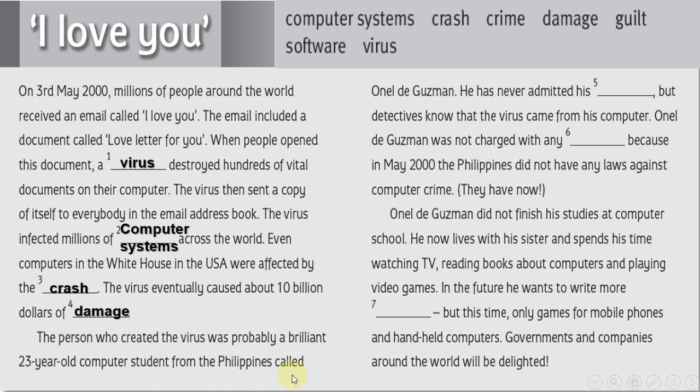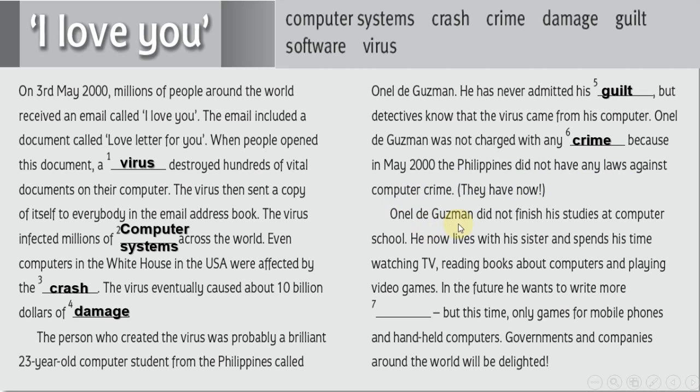يعني هو كان من الفلبين called O'Neill D. Guzman. He has never admitted his guilt. حكينا guilt معناها ذنب، لم يعترف بذنبه. Okay? But detectives المحققين know that the virus came from his computer. Okay? That's why O'Neill D. Guzman was not charged with any crime because in May 2000 the Philippines didn't have any laws against computer crime. They have now. يعني ما كان عندهم قوانين ضد الجرائم الإلكترونية.